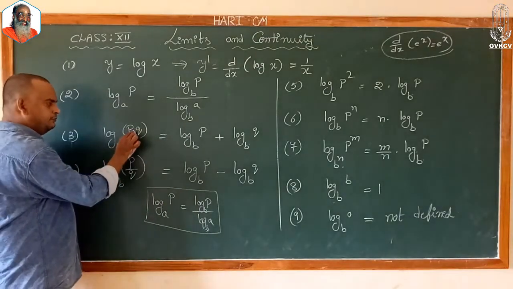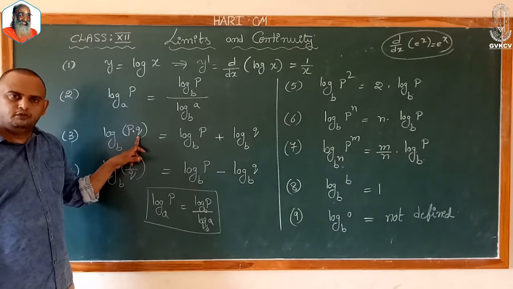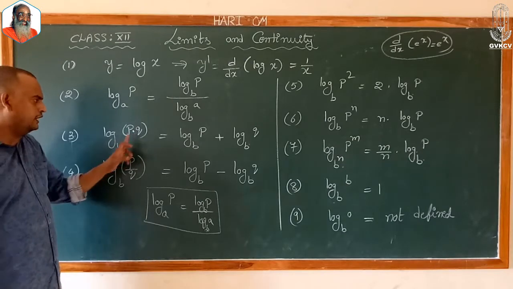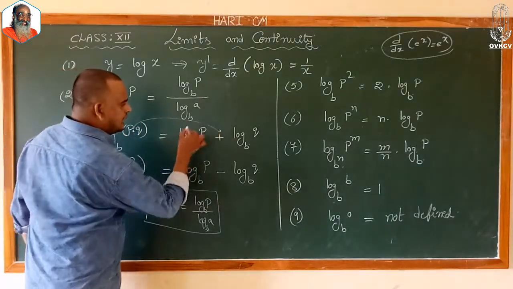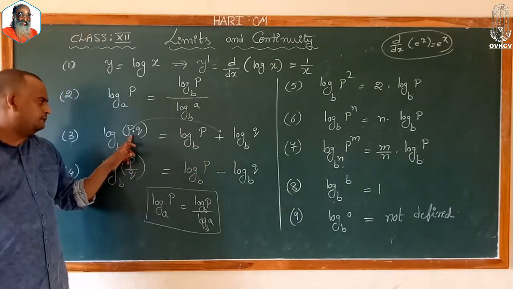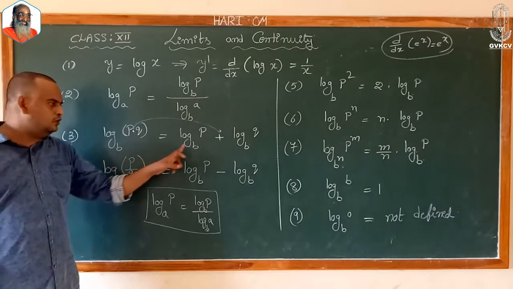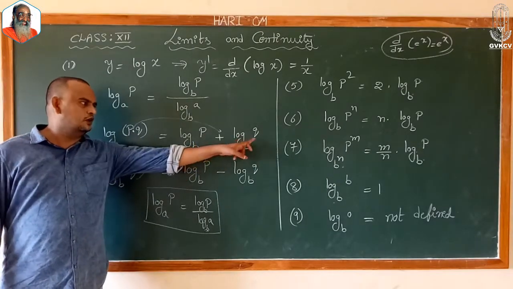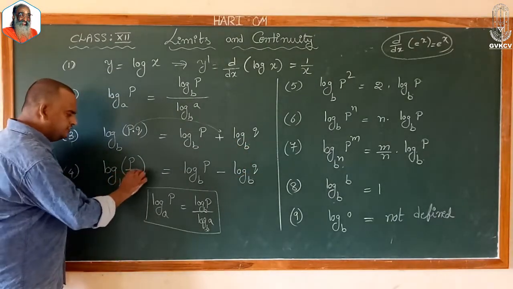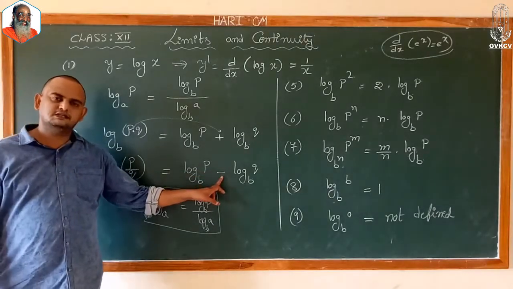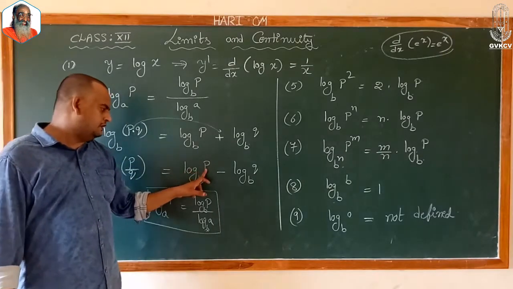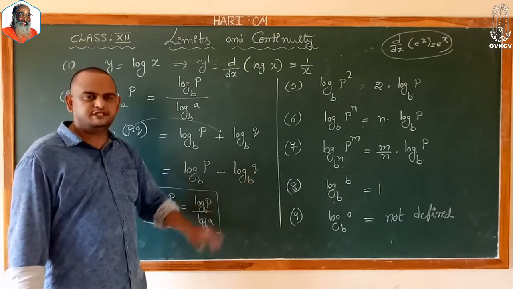Now whenever you have a product, here p into q, if you apply the logarithm, the product converts into addition. Multiplication converts into addition. So log of p into q to base b is equal to log p to base b plus log q to base b. Now the division, whenever you have a ratio: division converts into subtraction. Log of p by q base b is equal to log p base b minus log q base b.